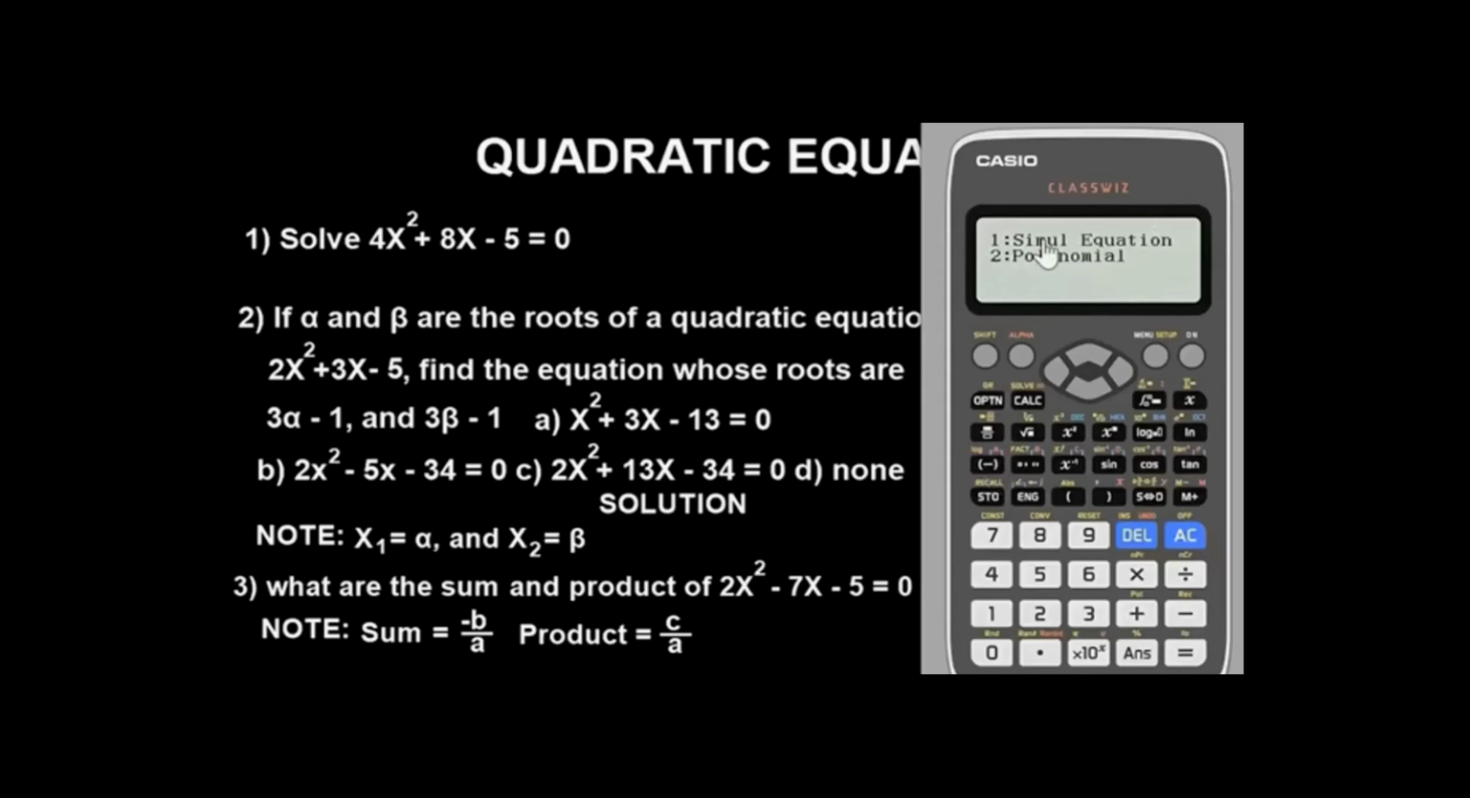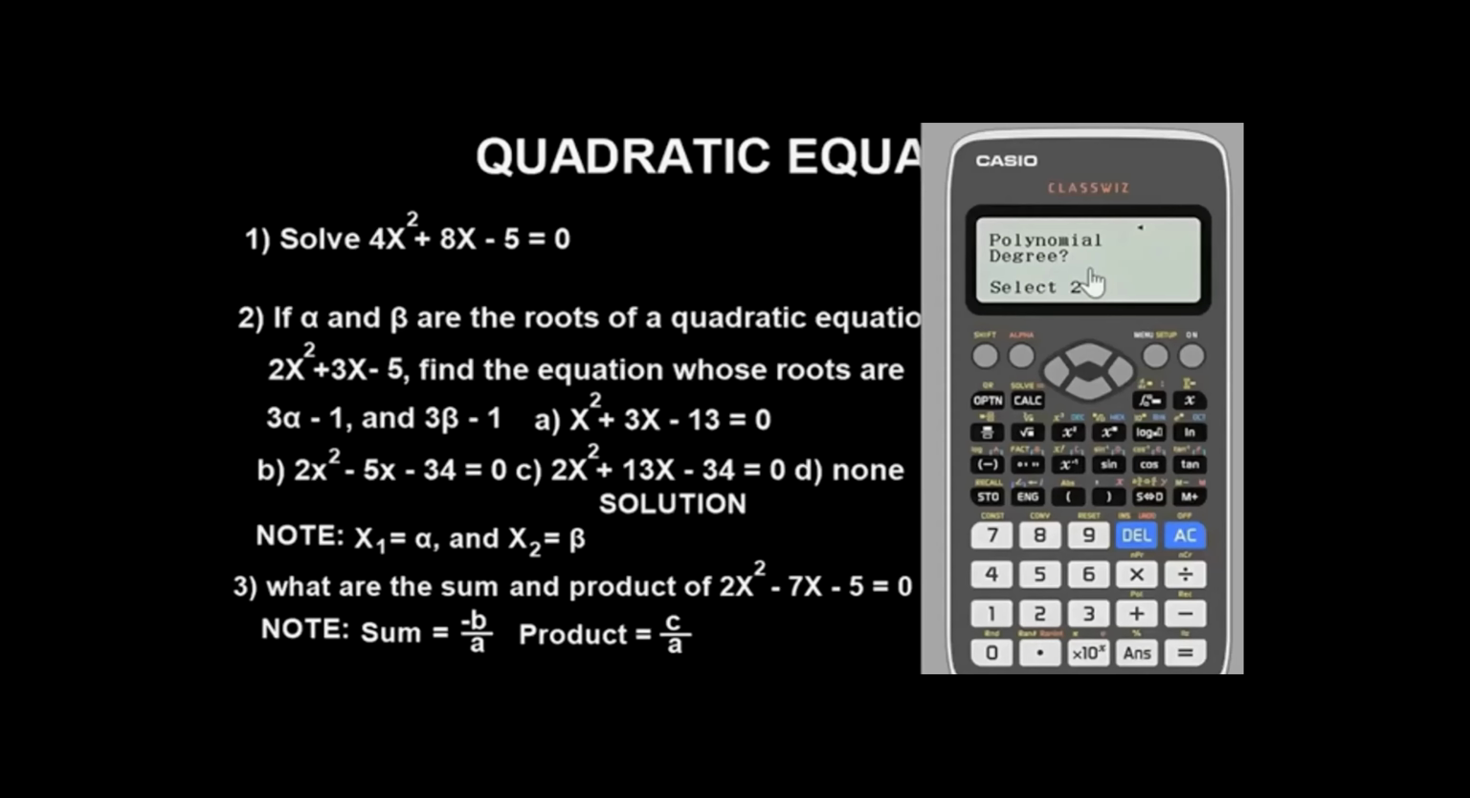Once you press it, it will tell you to select the kind of equation you want to solve. Is it simultaneous equation or polynomial? So guys, you want to solve a polynomial, so you press 2. Now when you press 2, it will ask you to choose the degree of your polynomial. So guys, now we have various degrees of polynomials.